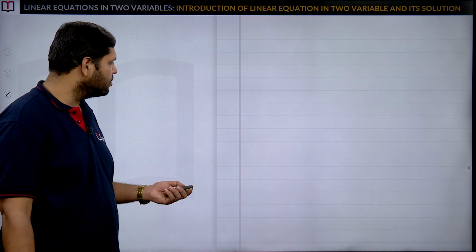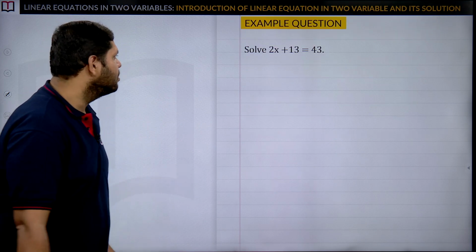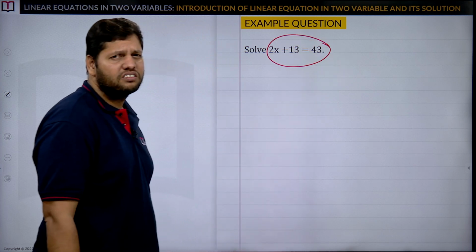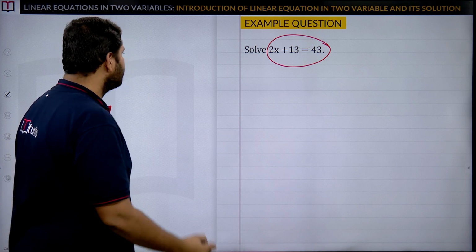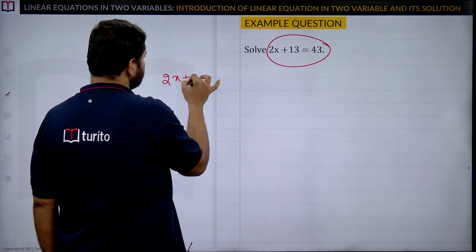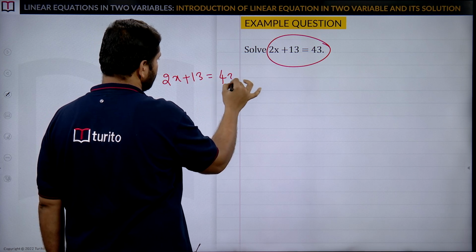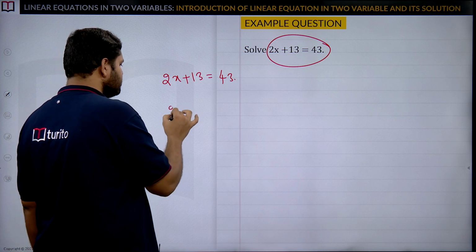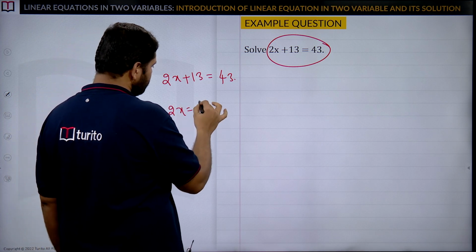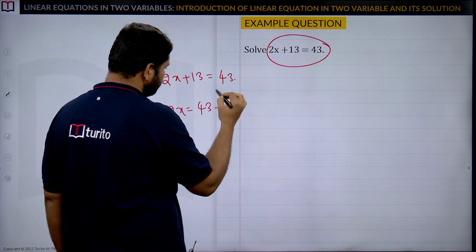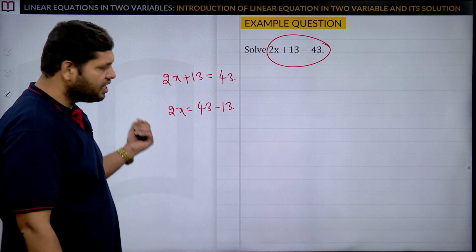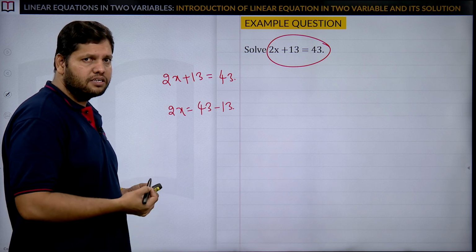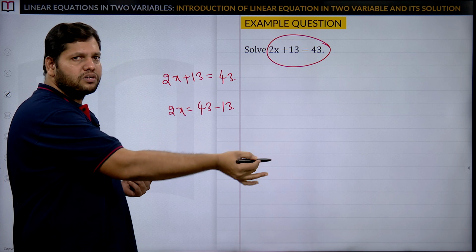Okay. Next, children, let us start some more questions. Solve 2x plus 13 is equal to 43, children. Again, same. I want to find the value of x. Okay. Now let us see how we can find it. So 2x plus 13 is equal to 43. Children, transpose 13 to the RHS side because it is on the LHS side. So 2x is equal to 43 minus 13, because on the LHS side we want only the variable, children. I don't want any constant term. Whatever constant term we have, simply transpose it to the RHS side.